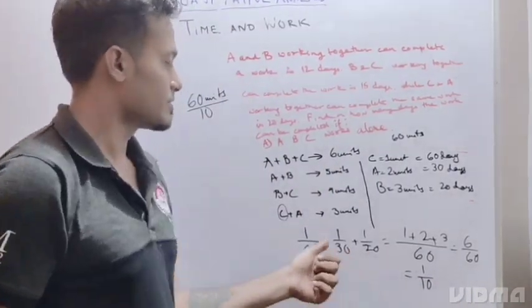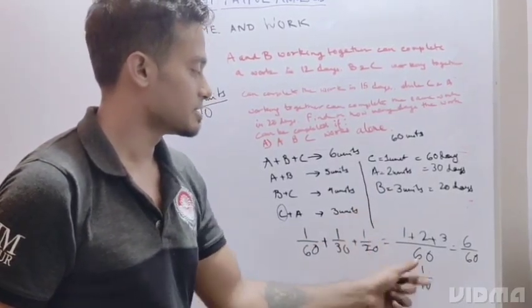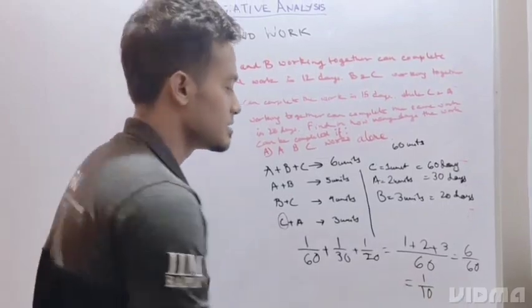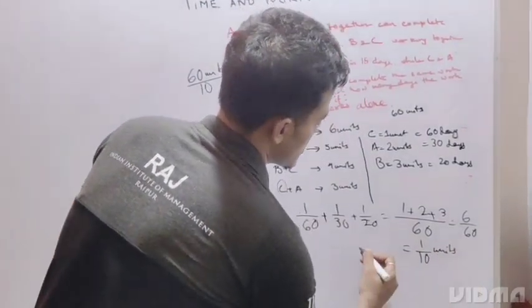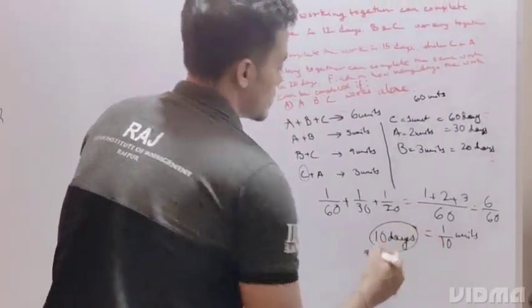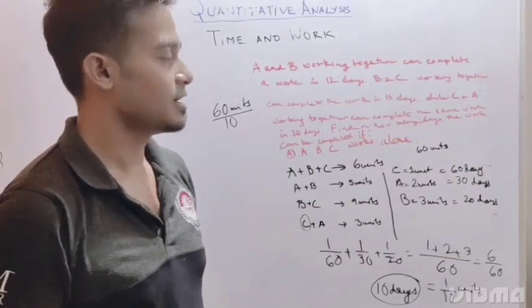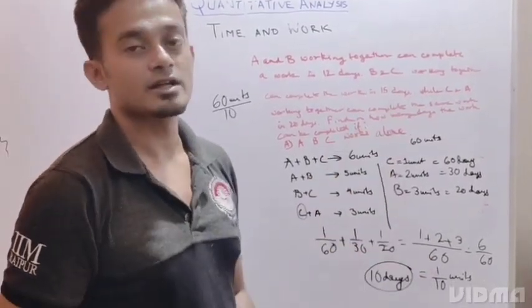So what if they start working together? They'll do 1 by 10th unit of work each day. So they'll need 10 days to complete the whole work, which was mentioned at the very start. So we can say that this answer is correct.